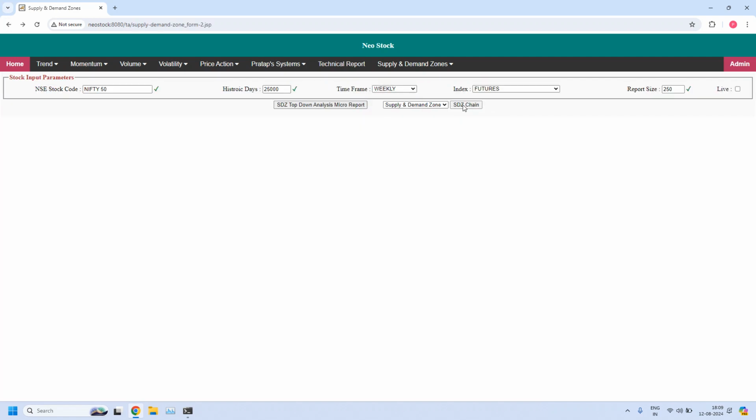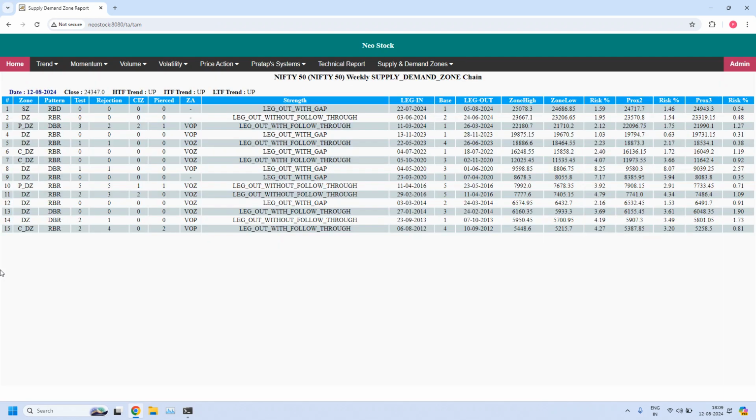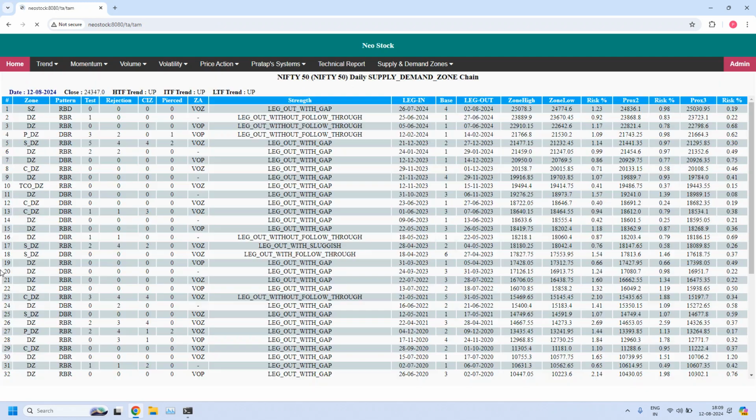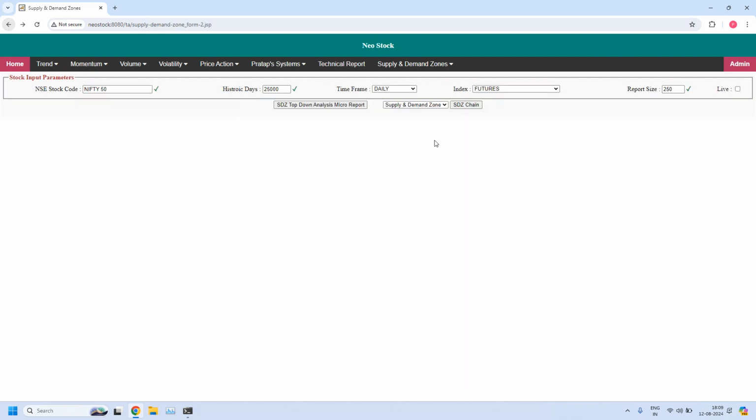weekly. Now I am generating a weekly supply demand zone chain for Nifty. And the next time frame is daily. I am generating daily supply demand zone chain for Nifty. And the next time frame is 125 minutes. I am generating 125 minutes supply demand zone chain for Nifty.